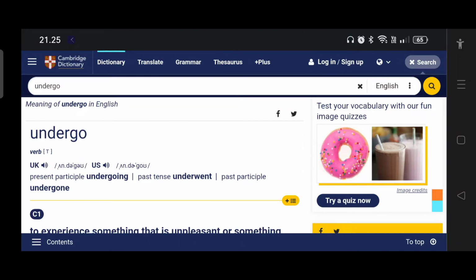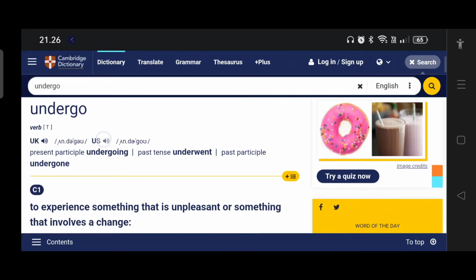As you can see on the screen, it is a verb and you can use it in three different forms. Undergoing for present participle, underwent for past tense, and undergone for past participle. Alright, let's hear the pronunciation.